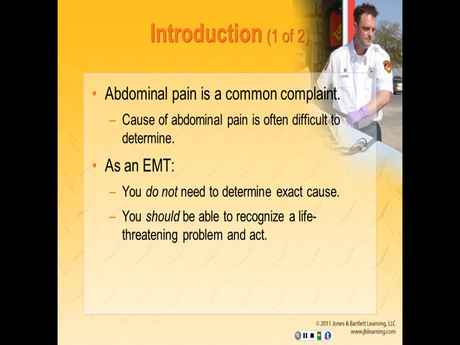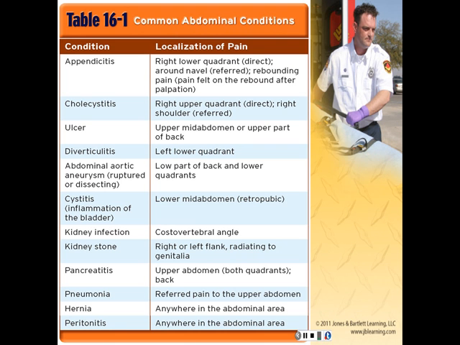Abdominal pain is the most common complaint that we see. As an EMT, you do not need to determine the exact cause of the pain, but you should be able to recognize a life-threatening problem and act swiftly in response. The patient in pain is probably anxious, requiring your skills of rapid assessment and emotional support. Table 16-1 has some common abdominal conditions and the localization of the pain. This is a great reference for you.